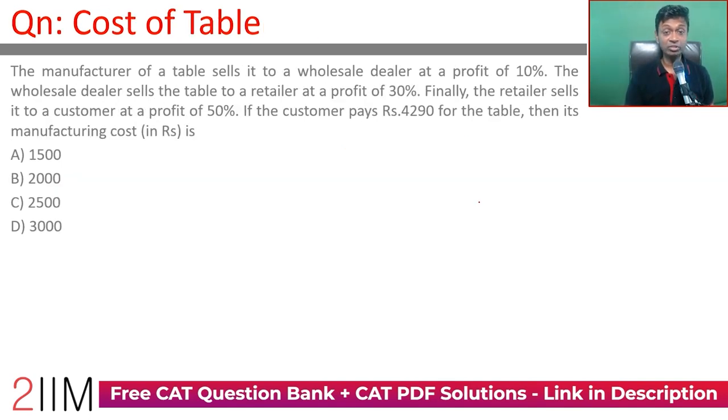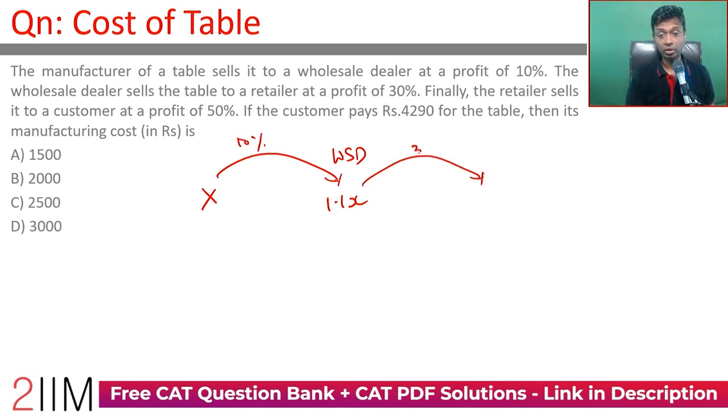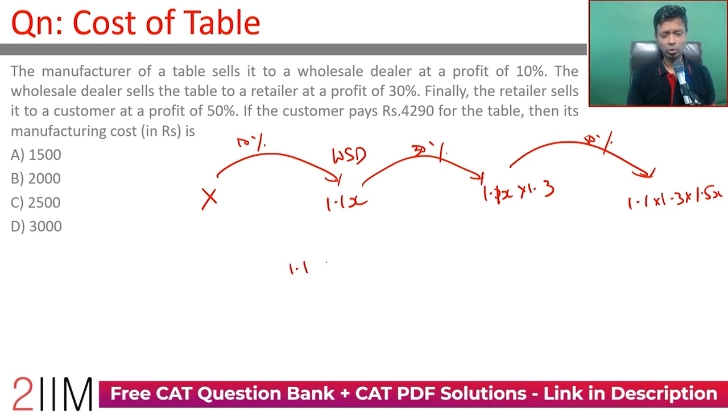A manufacturer of a table sells it to a wholesale dealer at a profit of 10%. If the cost is x, the wholesale dealer gets it at 1.1x. The wholesale dealer sells the table to a retailer at a profit of 30%. This is 10%. This is 30%. So he sells it at 1.1x into 1.3. Finally, the retailer sells it to a customer at a profit of 50%. He sells it at 1.1 into 1.3 into 1.5x. The customer pays 4290. 1.1 into 1.3 into 1.5 times x is 4290.